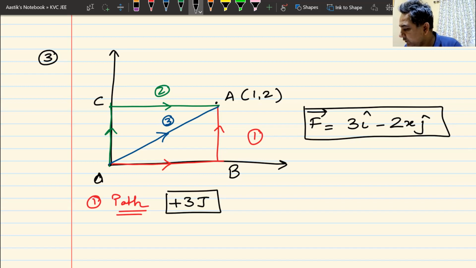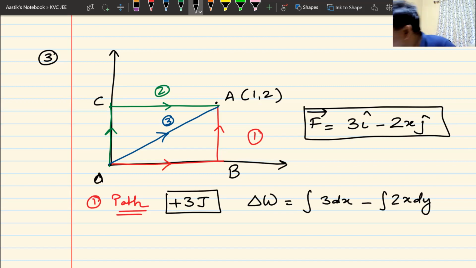Sir, integral of F_x dx plus integral of F_y dy. So this is integral of F_x dx. So tell me the values so that we don't waste time. Integral of 3 dx minus integral of 2x dy. Well done. Okay, so this is the integral. Which integral has a problem? Which integral does not have the problem? Sir, integral of 2x dy has the problem.